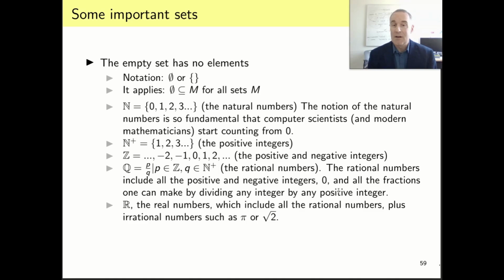We also have R, the real numbers, which includes all of Q, all of the rational numbers, but it also includes irrational numbers like pi or the square root of 2. Right? So those are useful and common notations for some common things about numbers that you'll see in the literature.